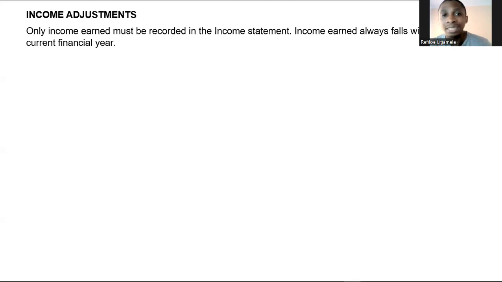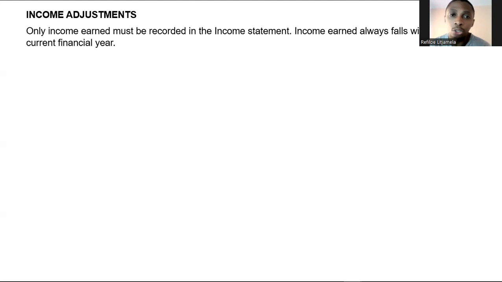Now, in this period of 12 months, we will earn income. Note that there's a difference between receiving income and earning income, okay? Only income earned must be recorded in the income statement. We no longer call it the income statement now; we normally call it the statement of profit or loss. Income earned always falls within the current financial year.